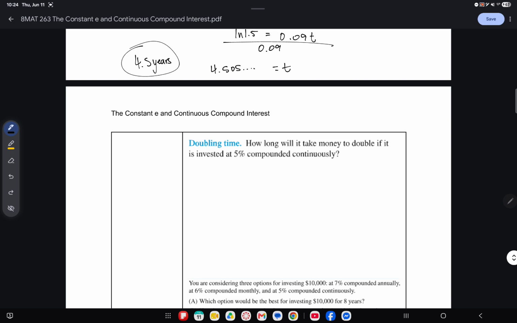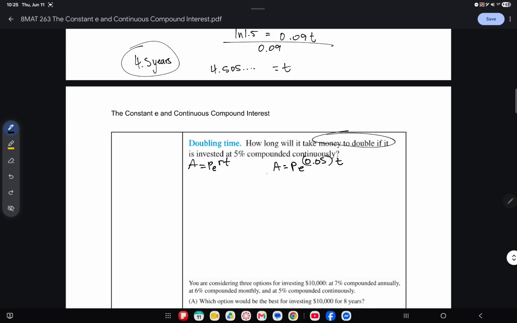All right. How long will it take money to double if it's invested at 5% compounded continuously? So again, it's that PERT formula. And let's plug in what we know. I know my rate of 0.05. And then I want to find time, which means I know what my final amount and principal amount are. And to be honest, those actual numbers don't matter because it says we want the money to double.